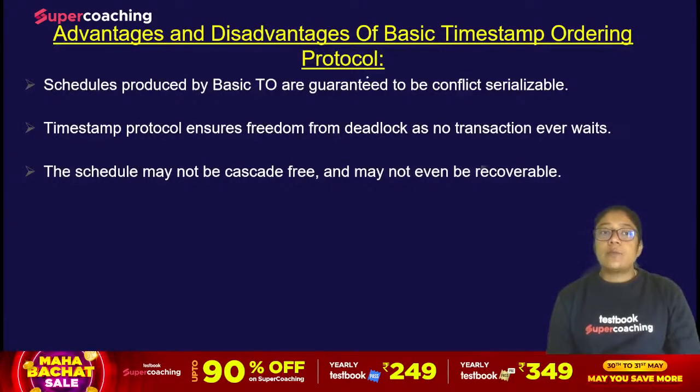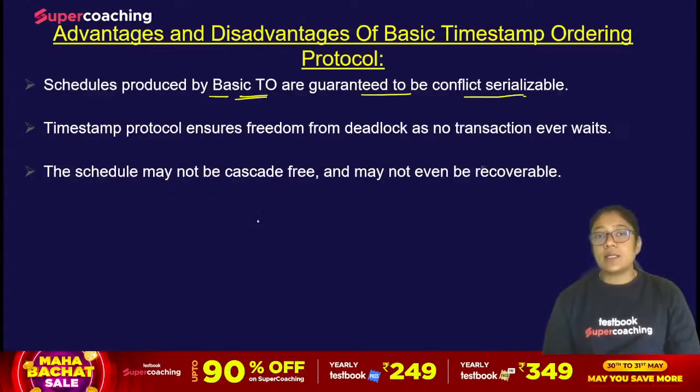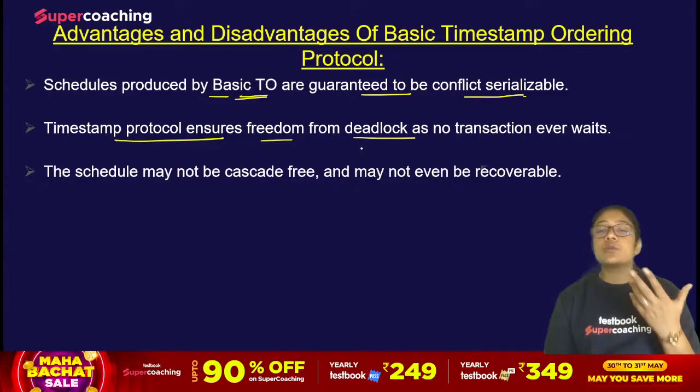Advantages of basic timestamp ordering protocol: the schedules produced by basic timestamp ordering are guaranteed to be conflict serializable. Here we found the allowed pairs, and if it is satisfying the allowed pairs... here we found the pairs, basically we are finding the conflict pairs. So that's why we are saying that it is guaranteed to be a conflict serializable schedule. Timestamp protocol ensures freedom from deadlock because no transaction will wait for resources. So no transaction is going to wait forever. So that's why it's deadlock free.